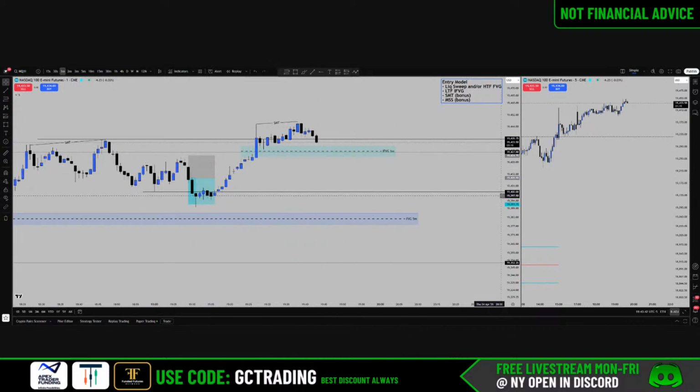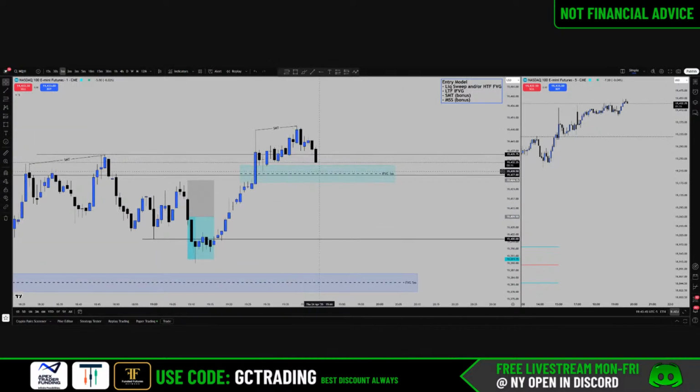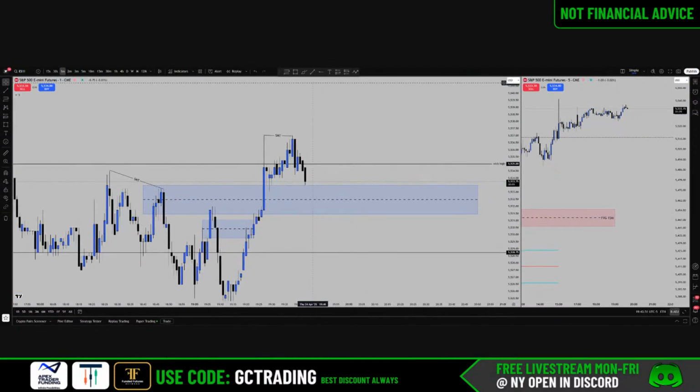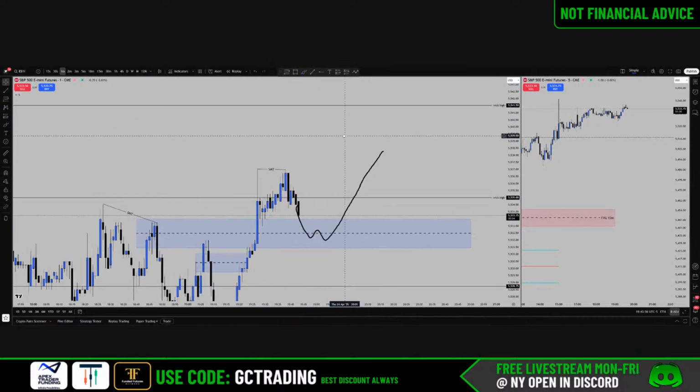If we do hold it though, if we do come in here and start holding that area, okay, then we'll probably get that push higher, something like this maybe. And then on ES would probably try to hit that wick high.